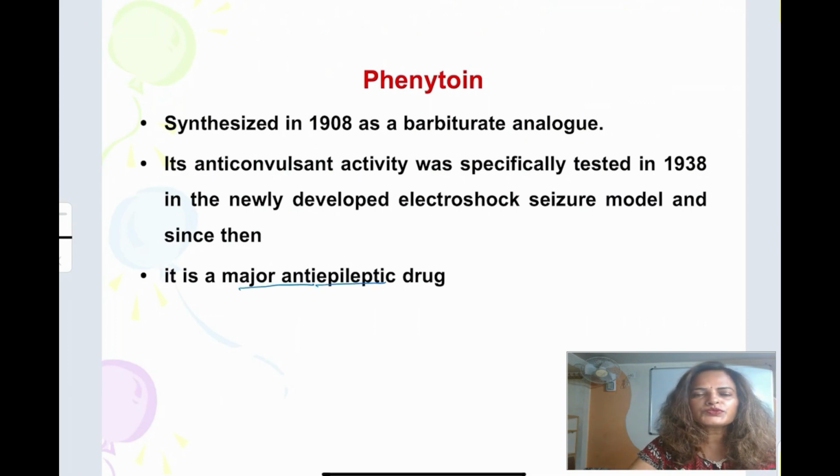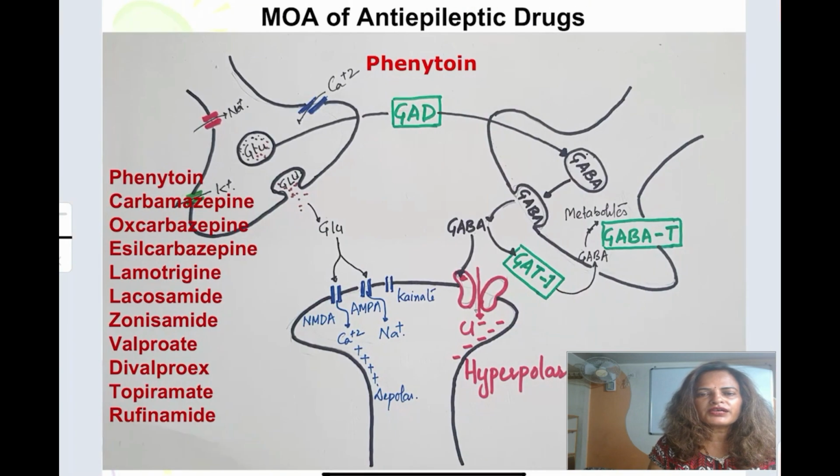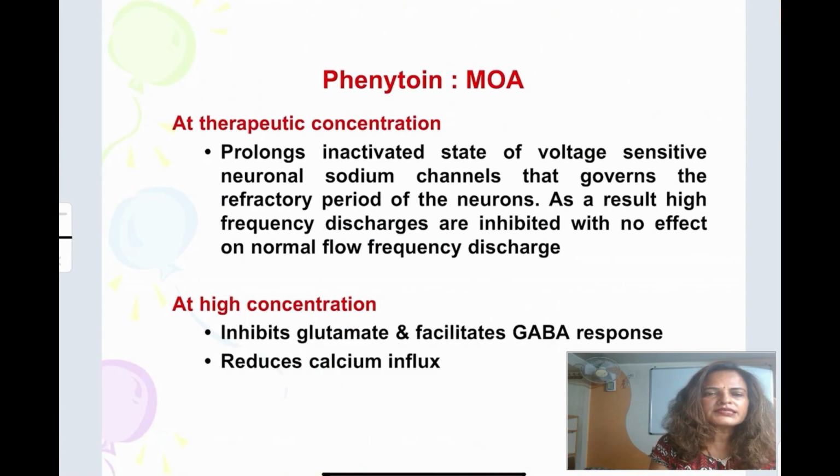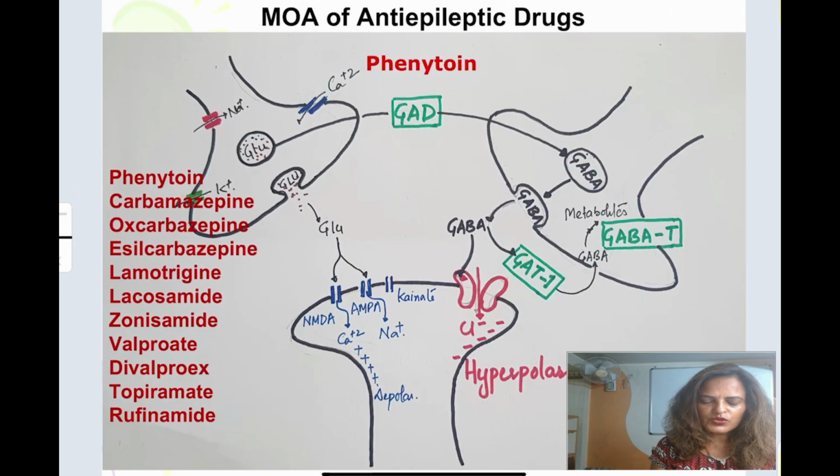Earlier we used to use it in almost all types of epilepsy, and it was synthesized as a barbiturate analog in 1908, and its anticonvulsant activity was tested in 1938. So the mechanism of action, I have already explained how this drug acts. You can see at a therapeutic concentration, at high concentration, it inhibits glutamate and facilitates GABA response and reduces the calcium influx, which I already told.